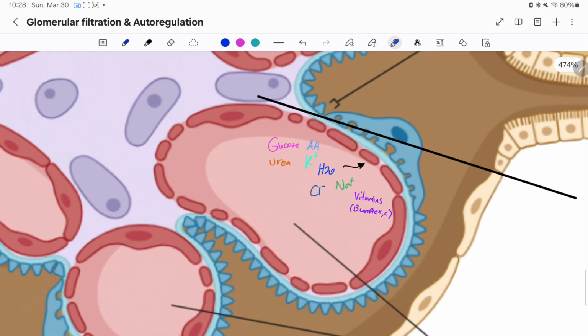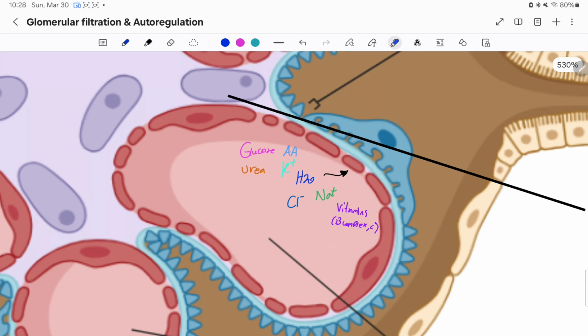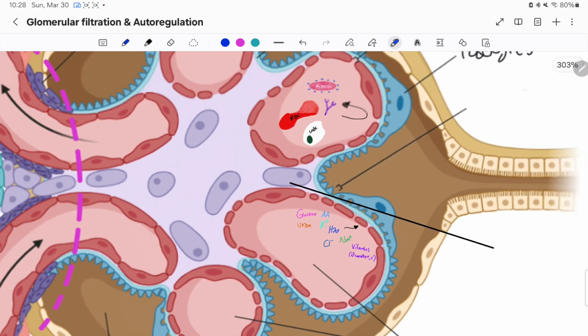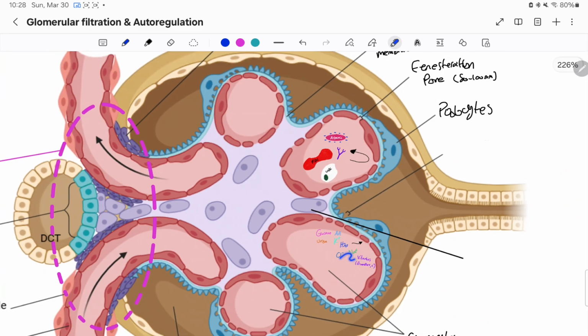What does get filtered? Well, small molecules, things like glucose, urea, amino acids, potassium, water, chloride, sodium, and your vitamins, specifically the water-soluble ones, like your B vitamins or vitamin C, okay? There's even more that I haven't mentioned, like magnesium and all these other things. All of these can be filtered, okay?